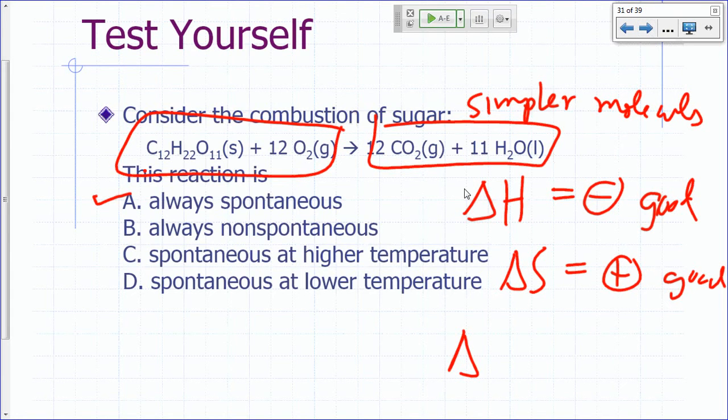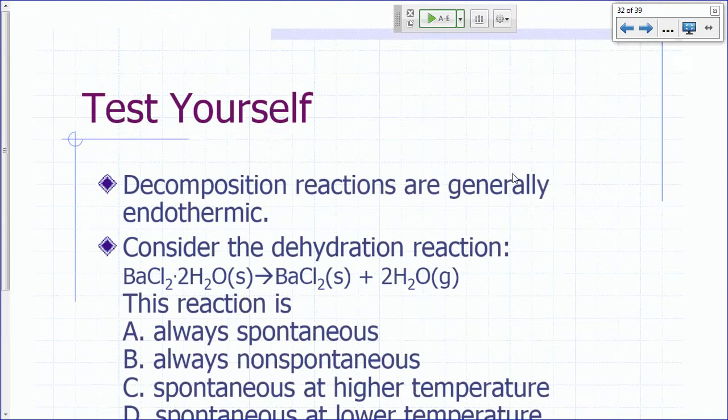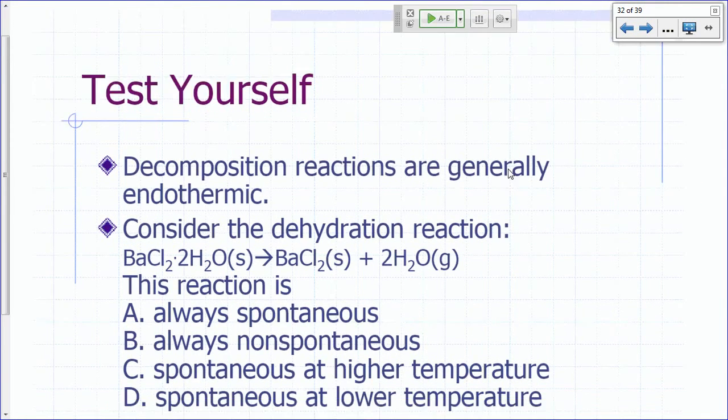And like I said, spontaneity is different from how fast things happen. Okay. So things that are slow have a high activation energy. If you give them enough activation energy, then you can get them going.